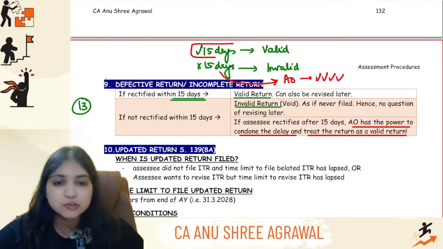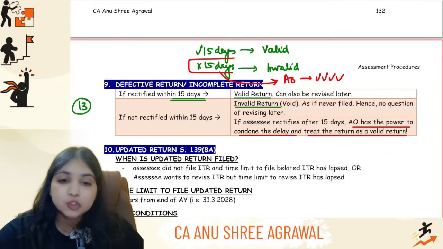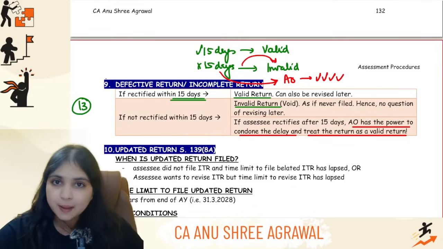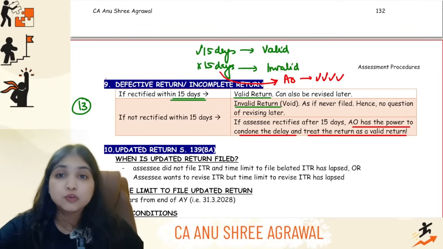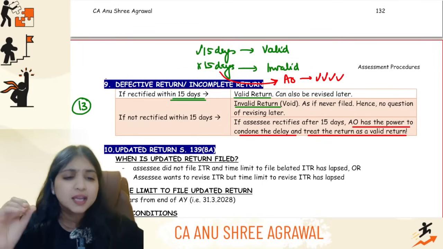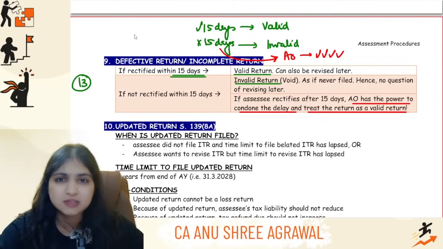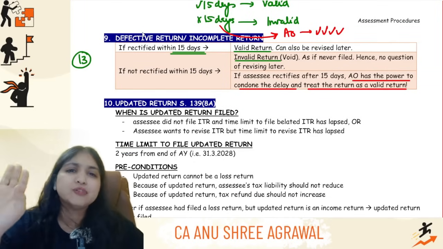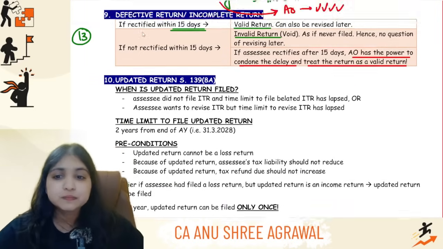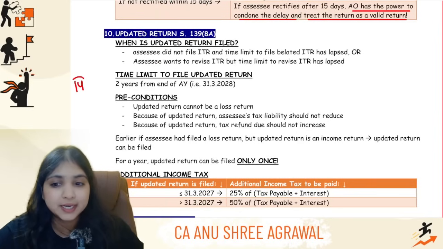So generally you're supposed to rectify within 15 days, but if you don't, it will become an invalid return. But even if you go to rectify after 15 days, in some justifiable situations, the AO will condone the delay and let you rectify after 15 days also, no problem. Okay. Then comes the 14th point, updated return.